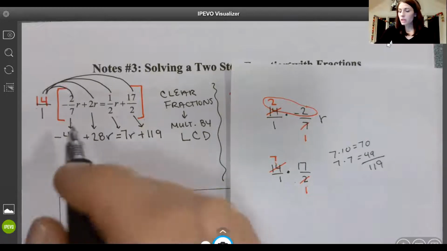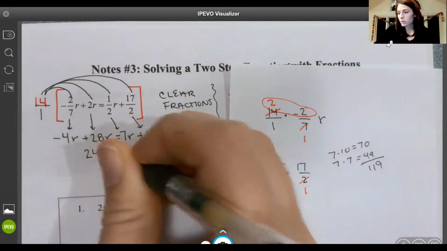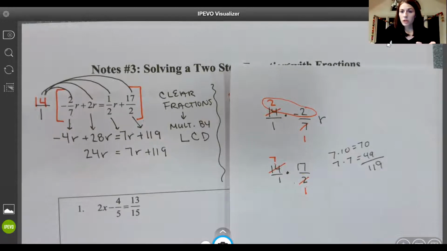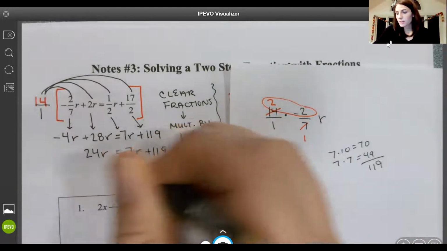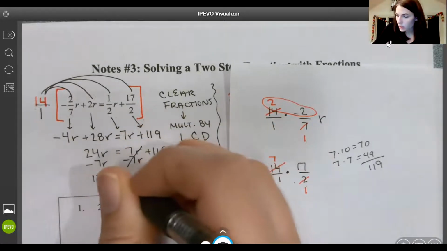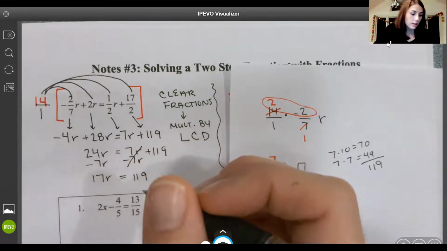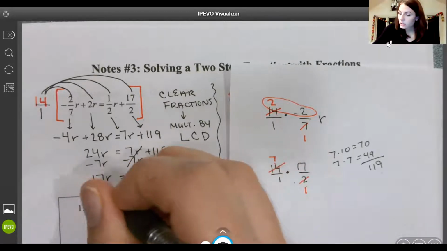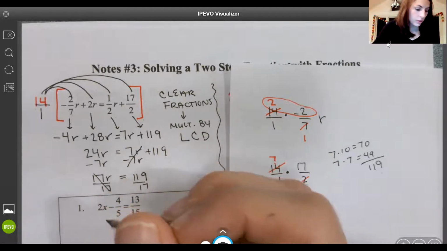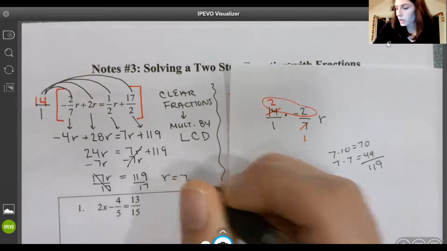So I'm going to combine these like terms because they're on the same side of my equal sign. So I have 24r equals 7r plus 119. And now I'm going to collect my variables to one side. So I'm going to subtract 7r, which would give me 17r equals 119. And now I'm going to divide by 17 on both sides, which 17 goes into 119 evenly and gives me r equals 7.